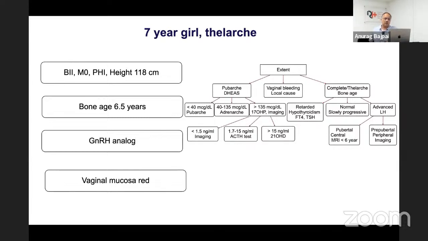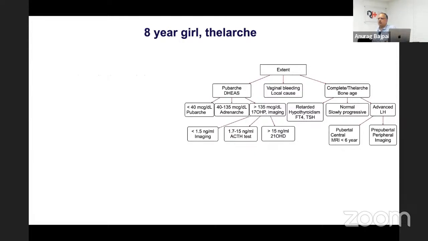So we evaluated the vaginal mucosa, which was red. We need to remember that a red vaginal mucosa means there is no estrogen exposure, making precocious puberty less likely. In this scenario, when we palpated, we found that this was not really true breast tissue. It was lipomastia. In this setting, we don't need to worry about further workup for pathology. So the first thing is to not unnecessarily label somebody as precocious puberty.